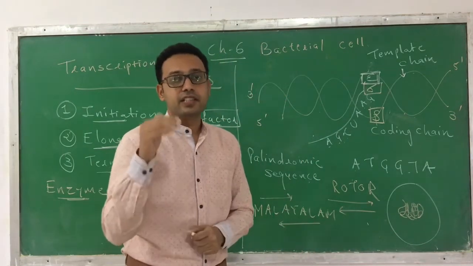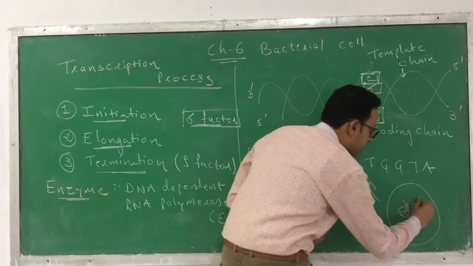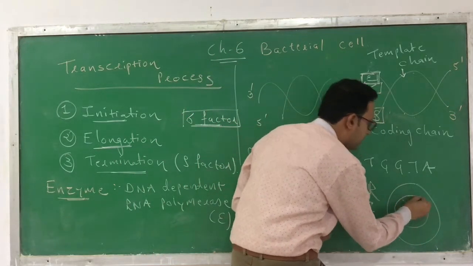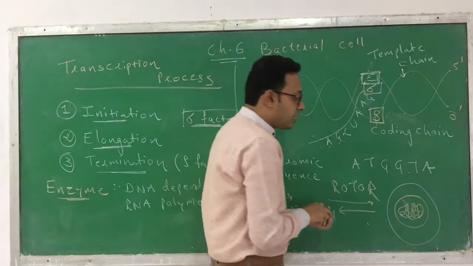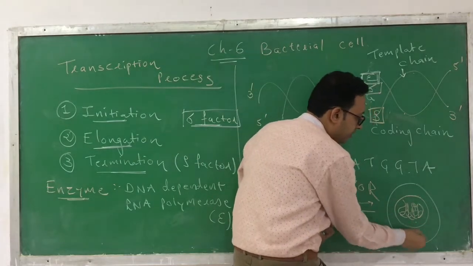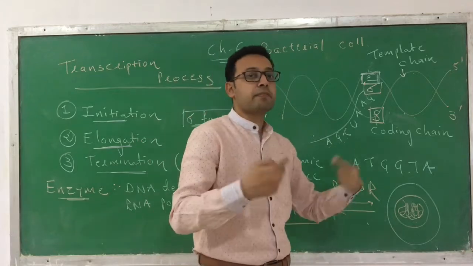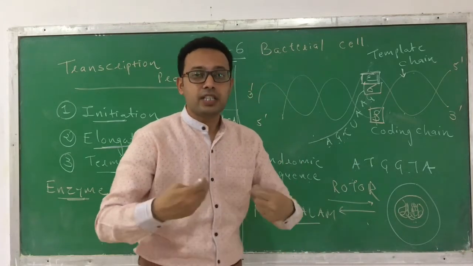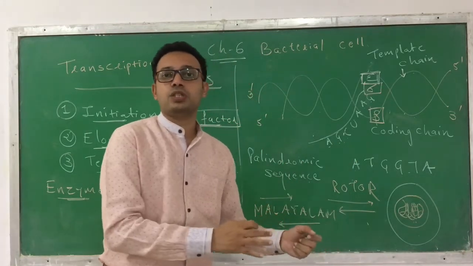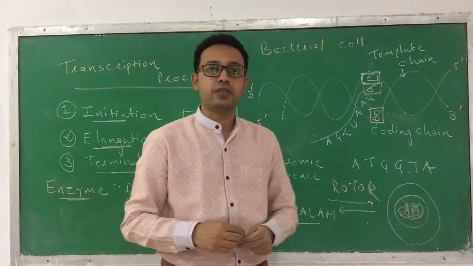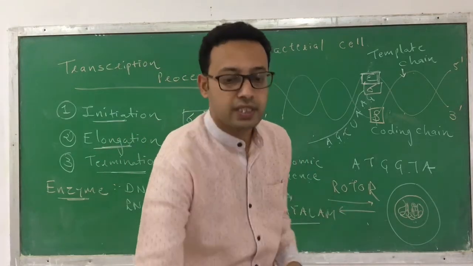But in the eukaryotic cell, there is a boundary called the nuclear membrane. So there are two different compartments in which the process occurs. So what is the difference in the transcription process of a prokaryotic cell and the eukaryotic cell? Let us discuss what the difference is.